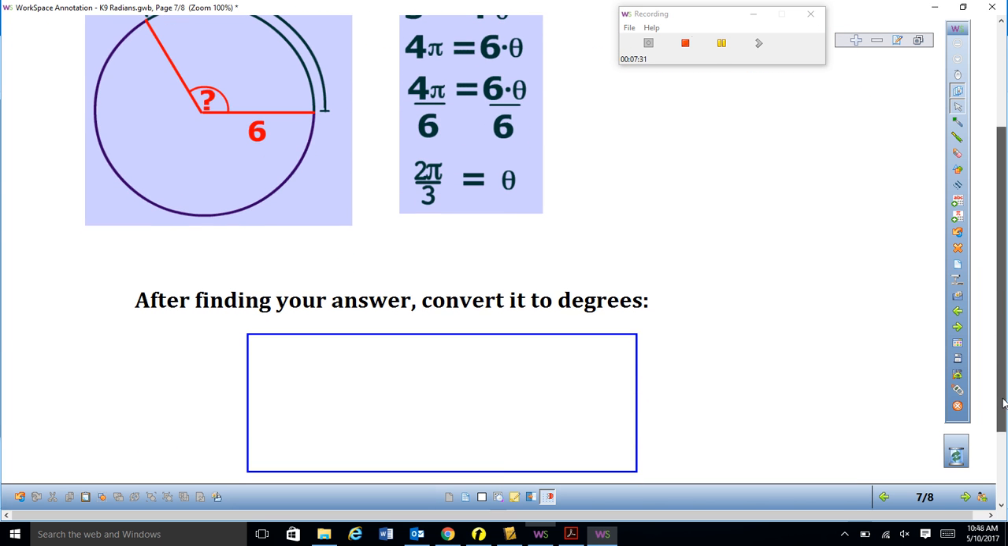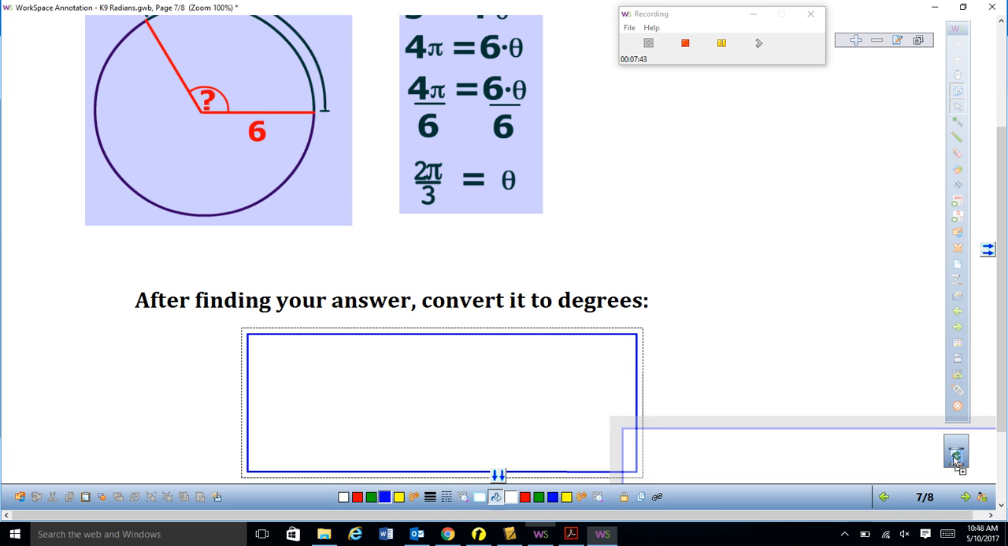After you get an answer, you can also convert it to degrees. So remember, when we're converting to degrees, we take theta, our radian measure, times 180 over pi. So 2 pi over 3 times 180 over pi gives me 120 degrees.